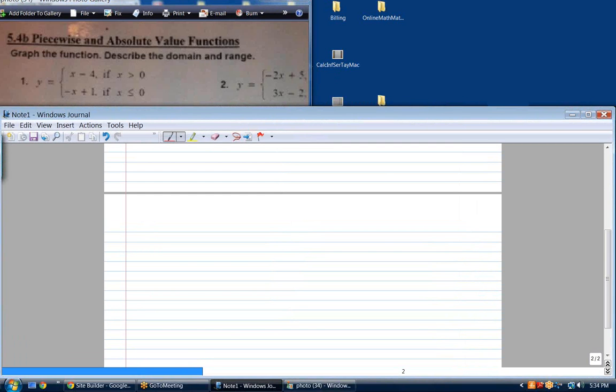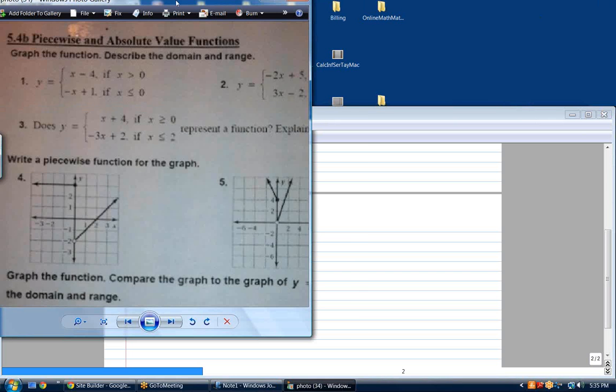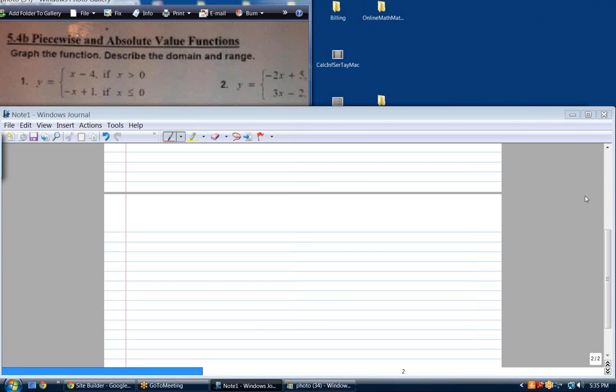So you're into piecewise and absolute value functions. Yes. Okay. Well, let's graph this first. How do we graph a piecewise function?